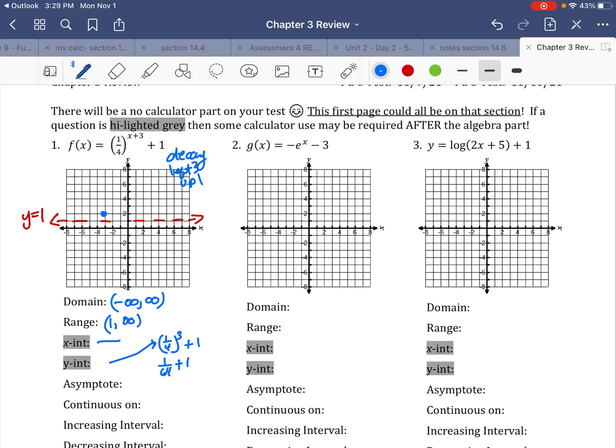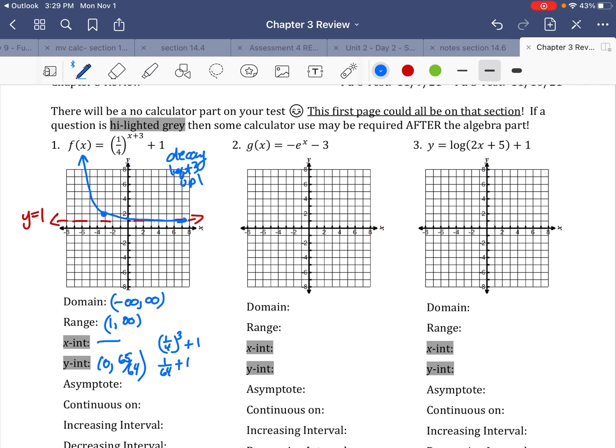So my y-intercept would be (0, 65/64), because that's 1 and 1/64. I would obviously need to go to a calculator to see what decimal 65/64 was, but I can tell that's a little bit above 1, so I'm just going to put it right there. The rest of this goes there, and we should be able to at least get the general shape of the graph.